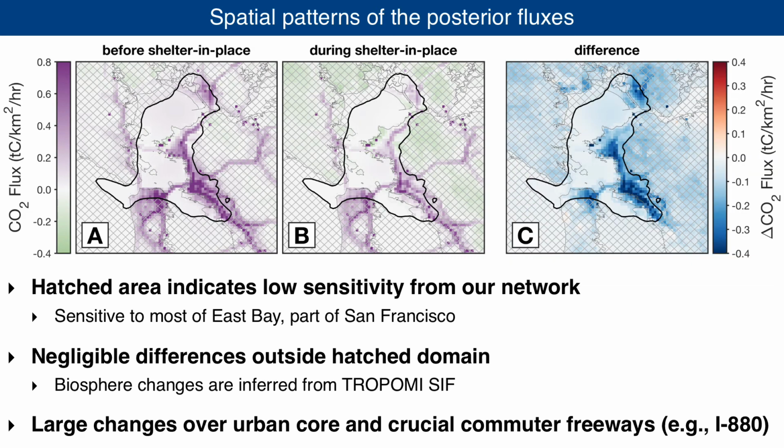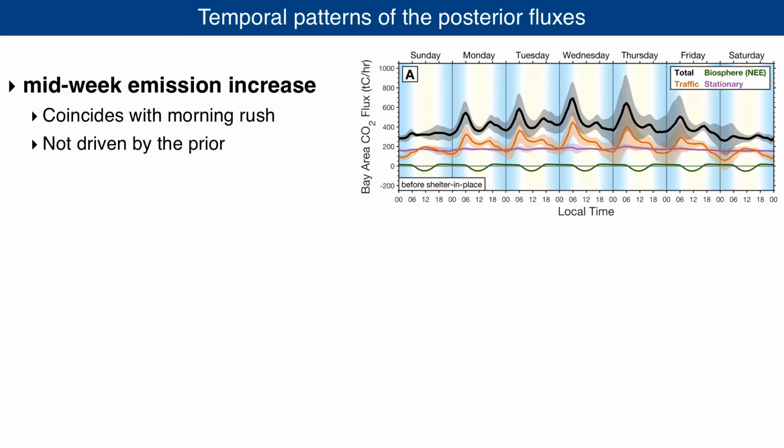The panel on the right shows the difference between the two time periods. We observe large changes over the urban core and crucial commuter freeways, such as I-880 that goes north-south along the western shore. So the data suggests that the changes in urban emissions are driving much of the differences in our atmospheric measurements. We can also look at the temporal changes in the CO2 fluxes.